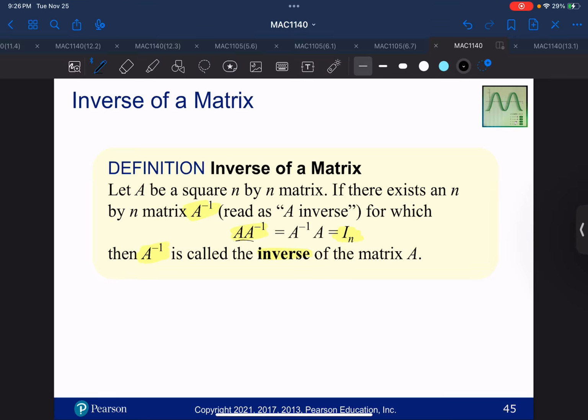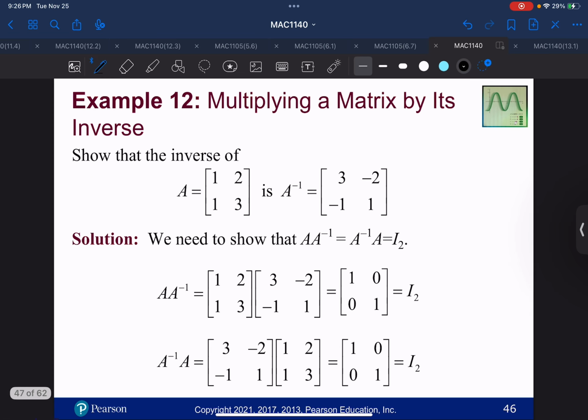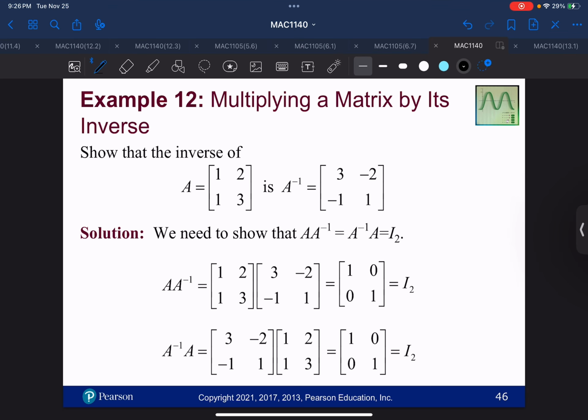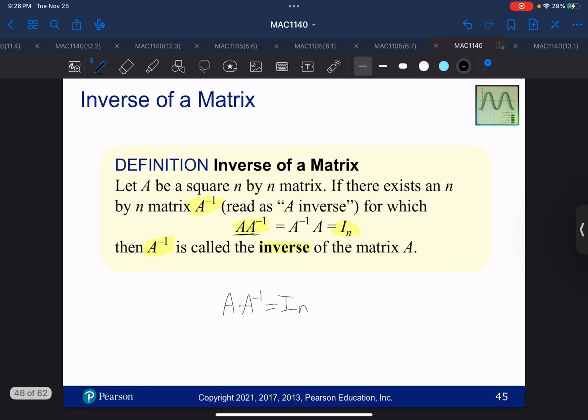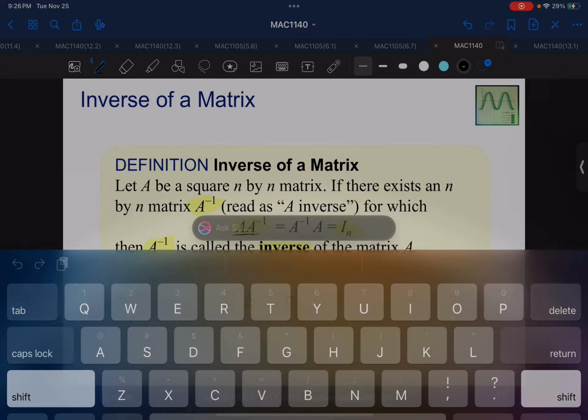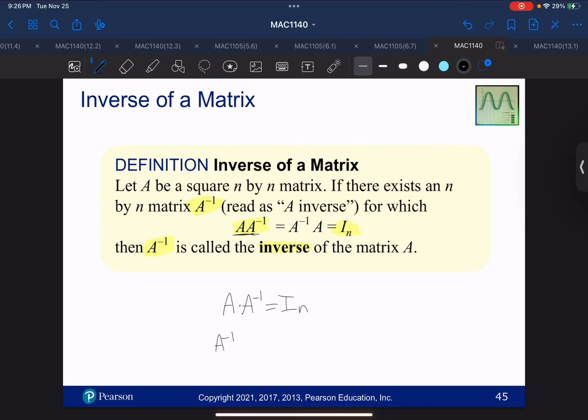And it will be in this exact order. So it'll have to be A times A inverse for it to equal the identity matrix. I'm sorry, it doesn't necessarily have to be in that order. I kind of spoke wrong. It can be in any order. So if I multiply A inverse by A in this order, it should still give me back the identity matrix if it is in fact the inverse.